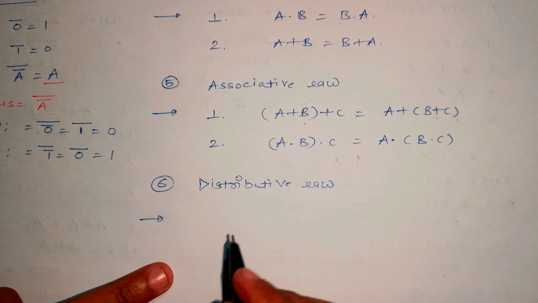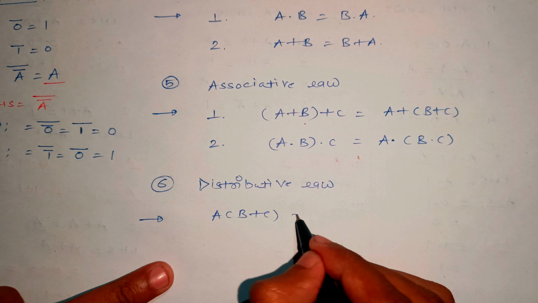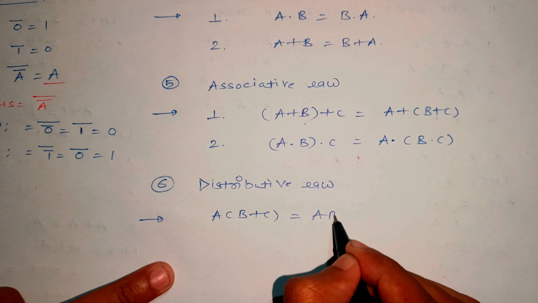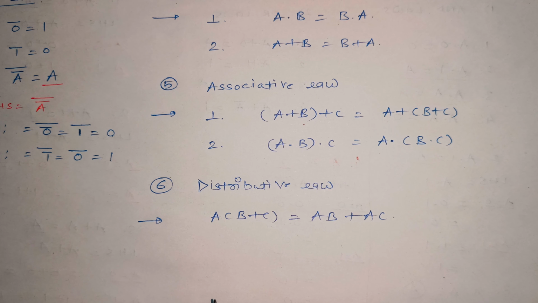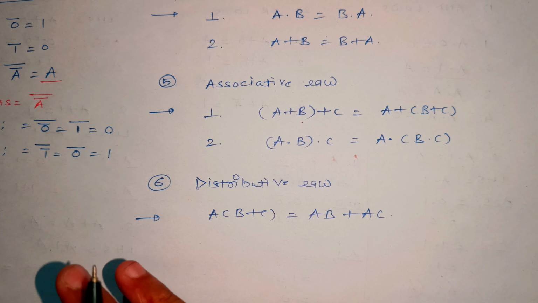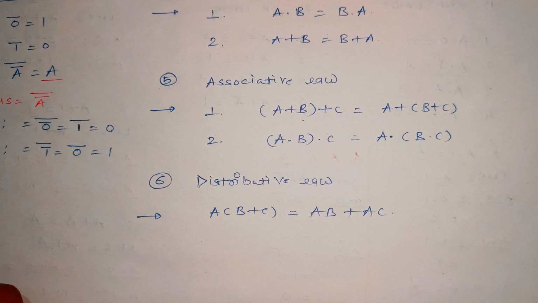We'll write the distributive law as: if I write a into b plus c, it will be equal to, just bracket solve, a into b plus a into c. This is called our distributive law. Associative law and commutative law are quite easy terms to write. So this is called our distributive law.